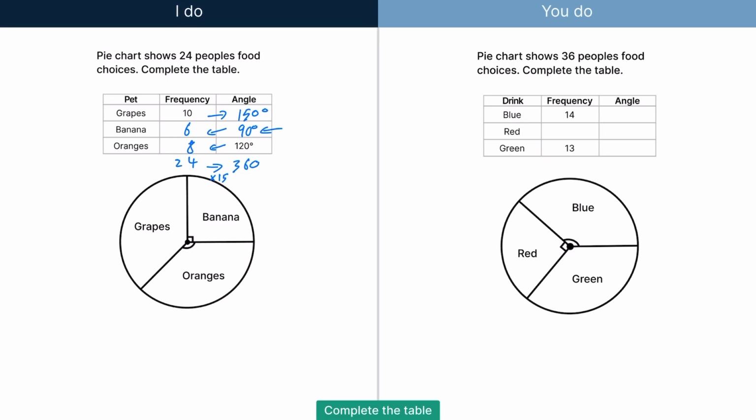So the key to doing this question really is starting off here. How do you go from the total frequency to the total angle? And then that tells you to go this way, you are going to multiply, and then to go this way, you are going to divide.